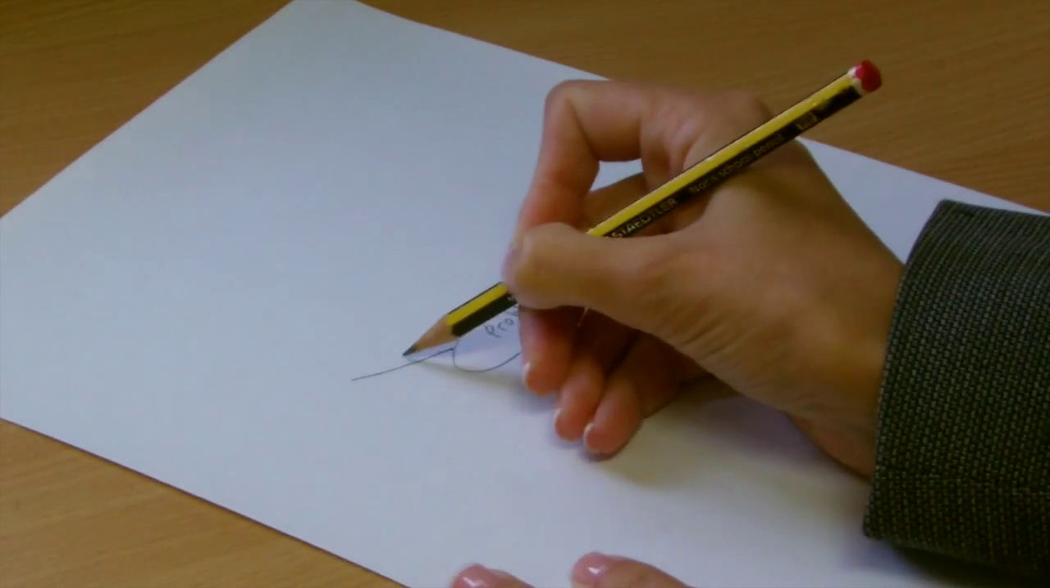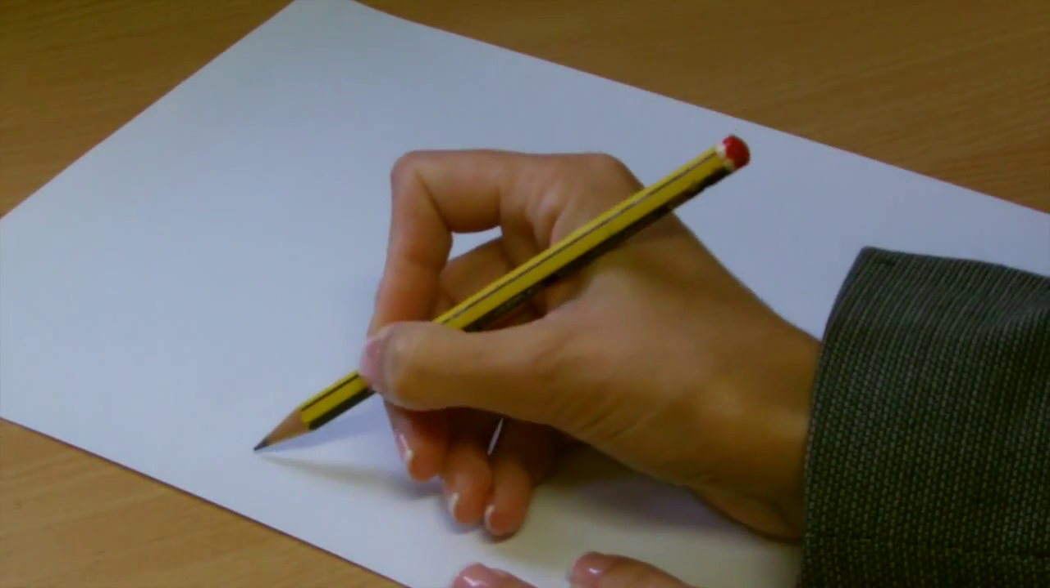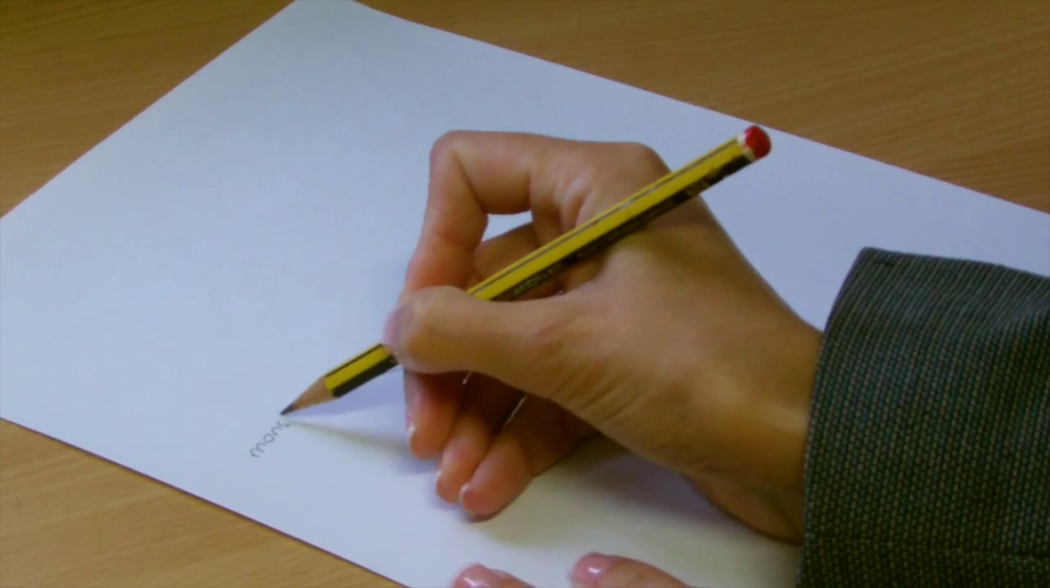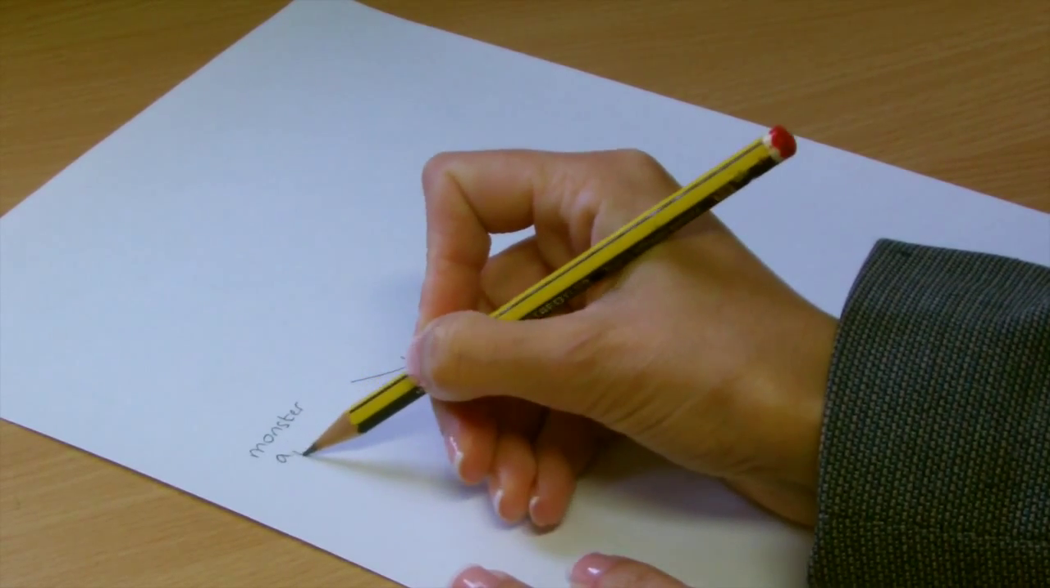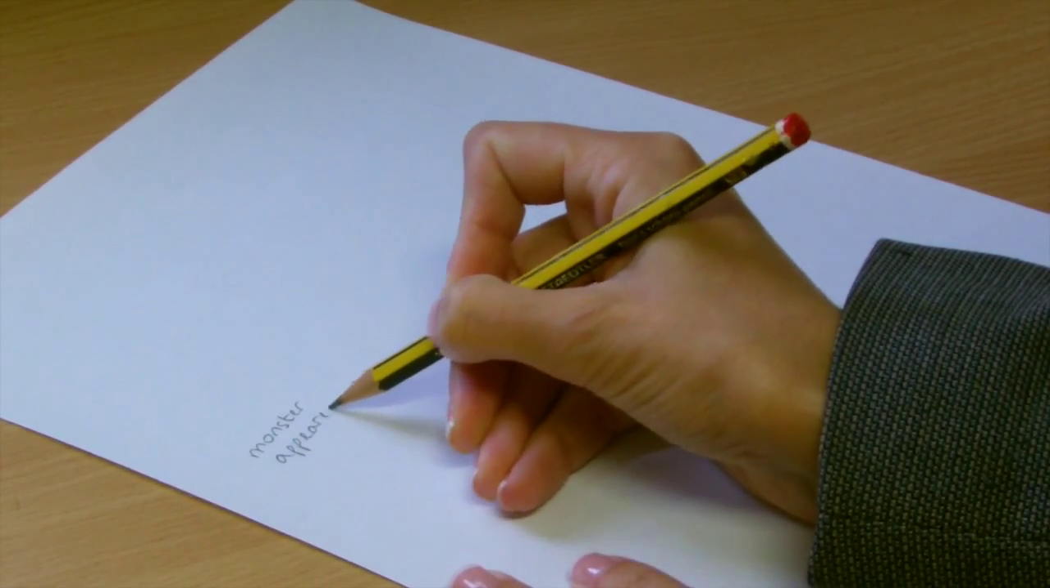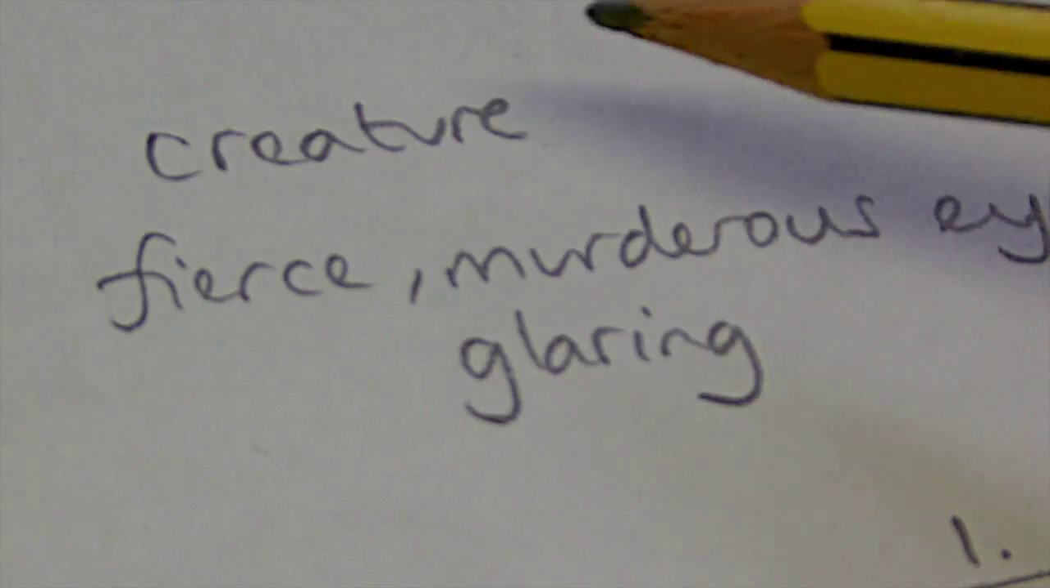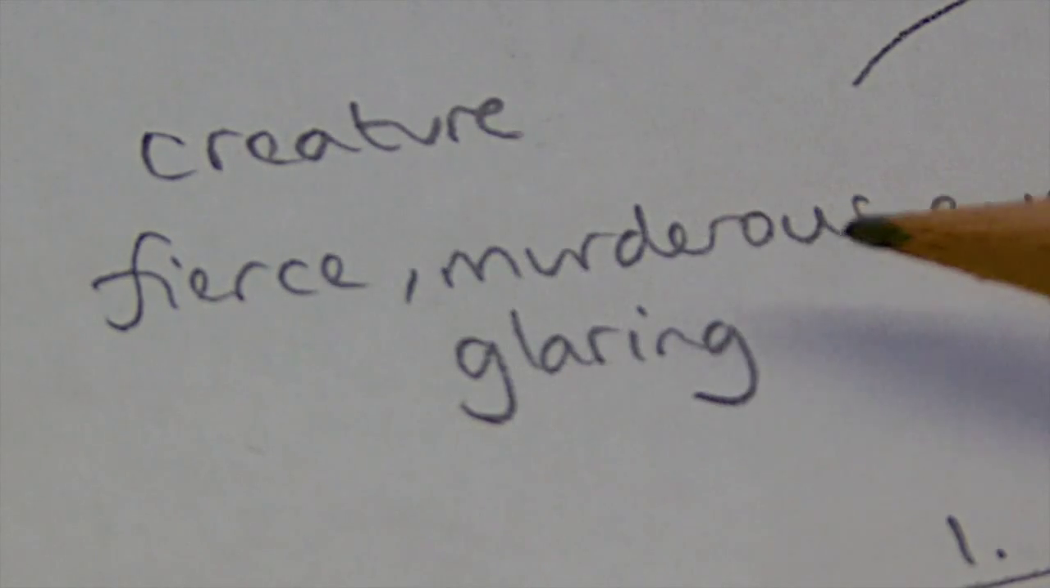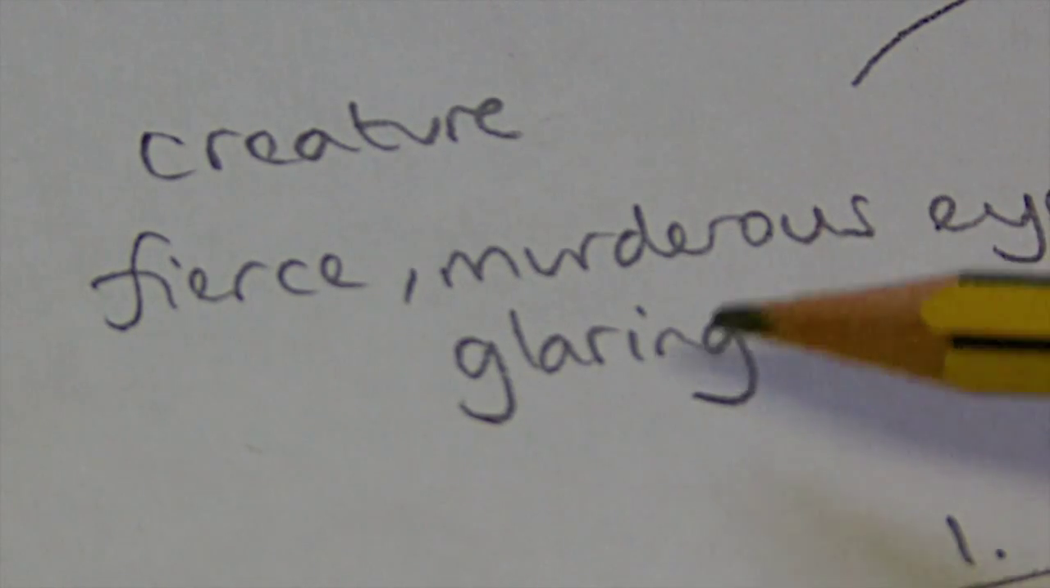So on my plan, I have sentence 1 and the word monster appeared. Sentence 2 describes the creature. The creature was fierce, with murderous eyes glaring. In my story, my hero is Perseus. Yours might be someone else. And I'm going to have him charge at the creature.